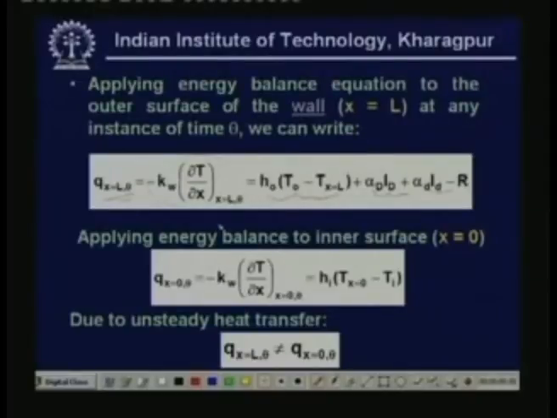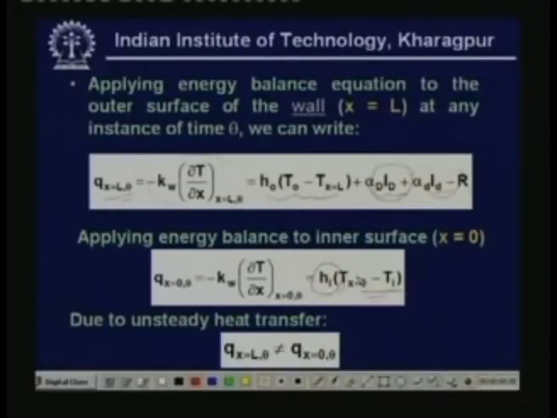Similarly, you can write an energy balance for the inner surface. Inner surface does not have any solar radiation, so these terms are not there. So simply whatever heat is transferred from the inner surface is because of combined effects of convection and internal radiations, which are clubbed in Hi. So that is equal to minus kW dou T by dou x at x is equal to 0 and theta, which is equal to Hi into Tx is equal to 0 minus Ti.